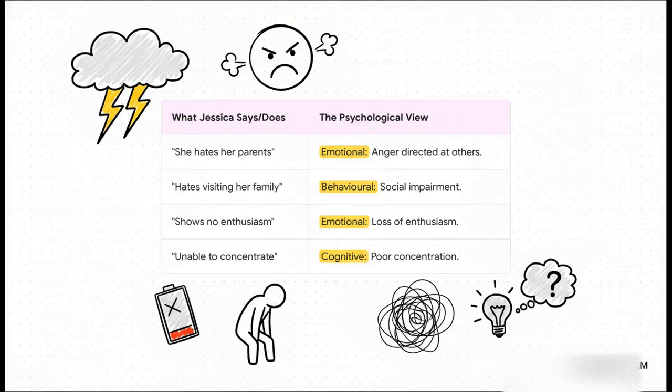When it says she's angry and hates her parents, that's a clear emotional characteristic, anger. When it says she shows no enthusiasm, that's another emotional one. The technical term is anhedonia, a loss of pleasure. And unable to concentrate? Bam, that's a cognitive symptom, poor concentration. By breaking it down like this, we're not just guessing anymore. We've built a proper, systematic psychological analysis.